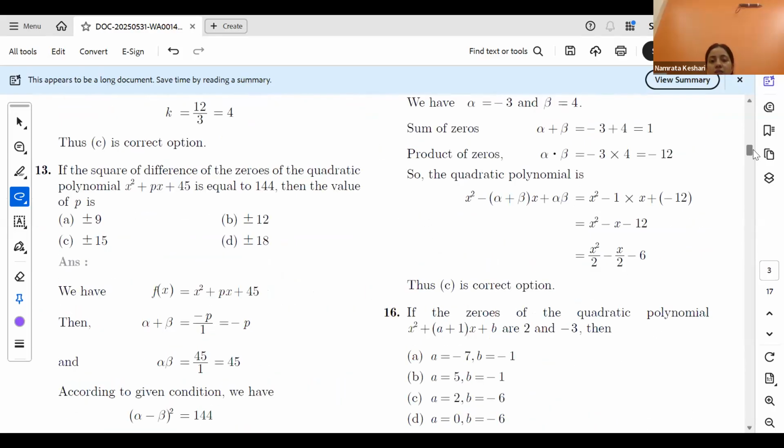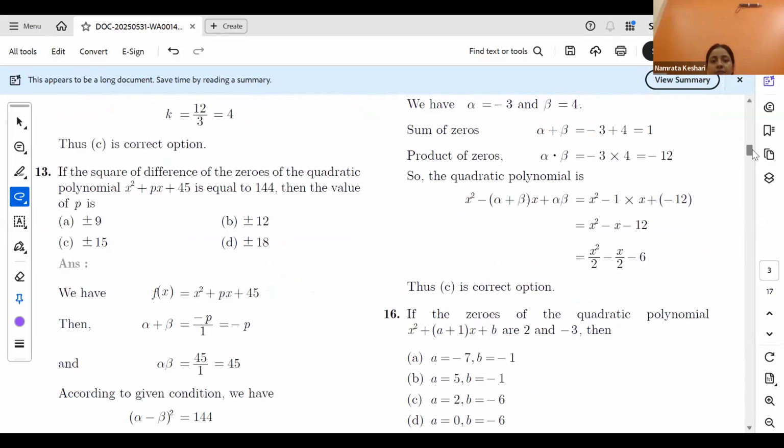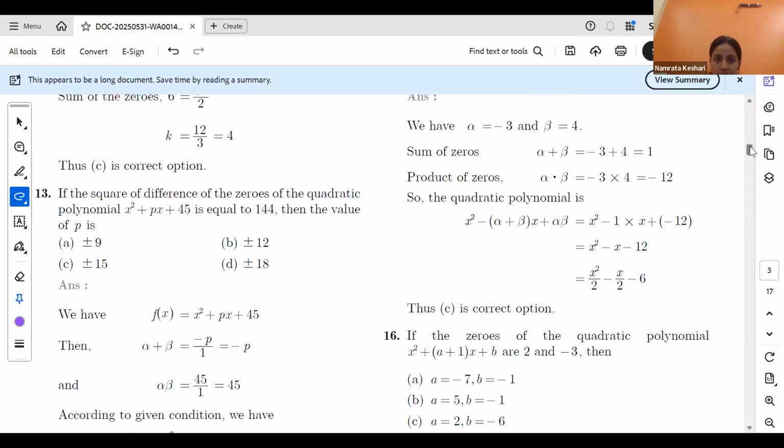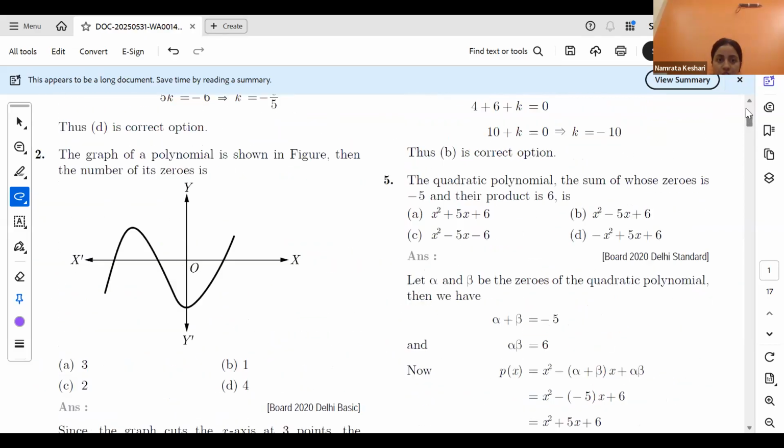Question number 16. Same thing. Two values are given because here you will be getting a pair of linear equations, and you have to solve it for the a and b values. You will be able to do it, right? Now we can take the second type of question.